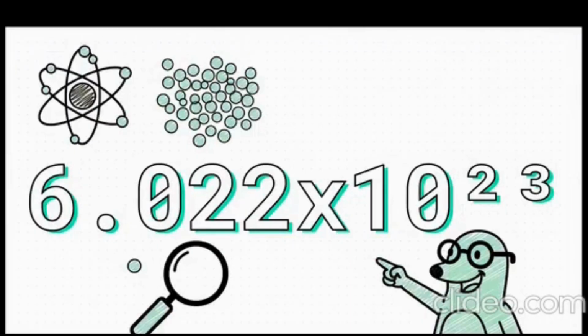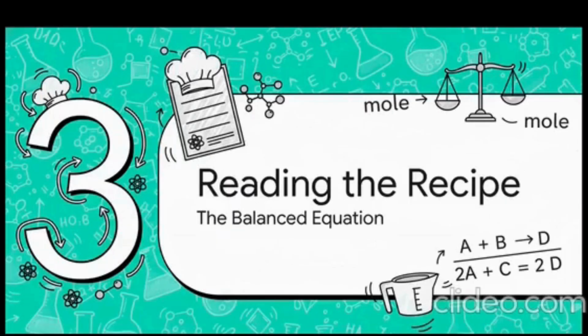But here's where things get kind of mind-blowing. 1 mole isn't just 12. It's this number. An absolutely enormous number. 6.022 times 10 to the 23rd power. It's called Avogadro's number. And why is it so gigantic? Well, it's because atoms are so incredibly tiny that we need to group them into these massive quantities just to work with them.